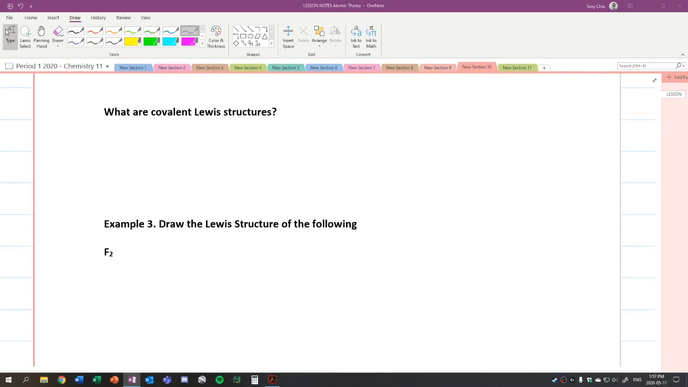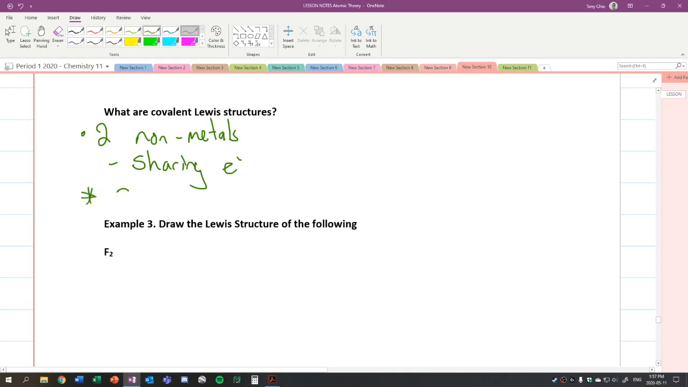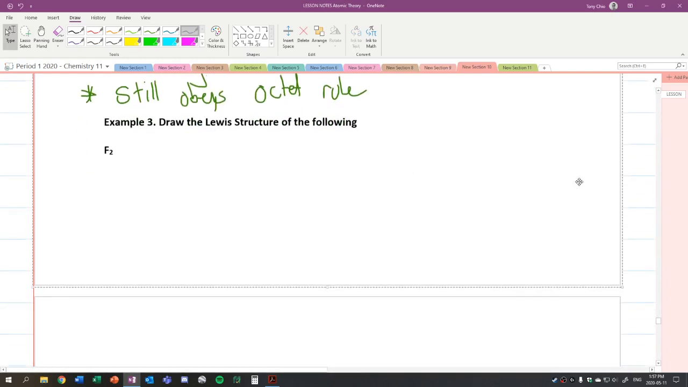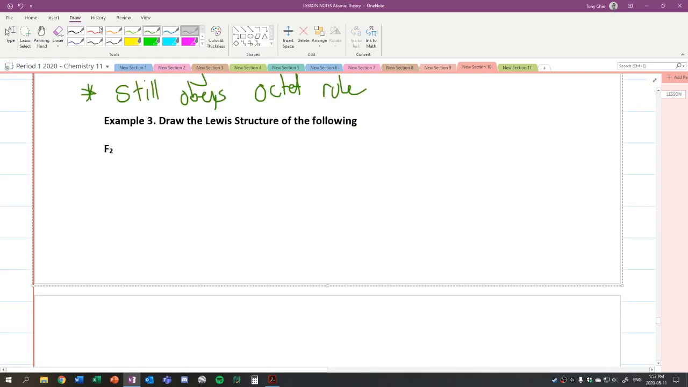What about covalent Lewis structures? Well, let's look at simple ones first. Remember, covalent is always between two nonmetals. And in this case, it's sharing electrons. But the big thing is, it still obeys the octet rule. So let's look at an example for F2. For F2 here, we have fluorine. Each fluorine looks like this.